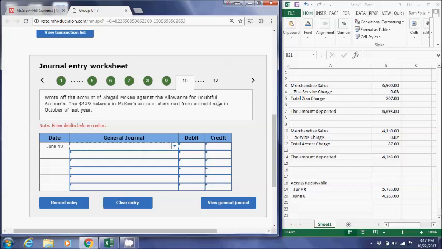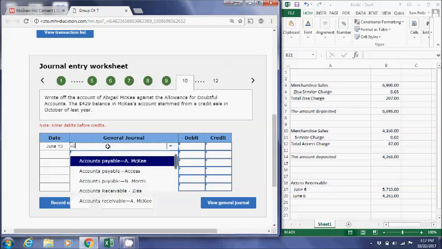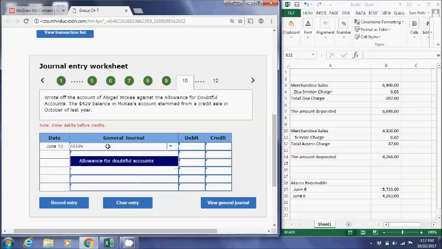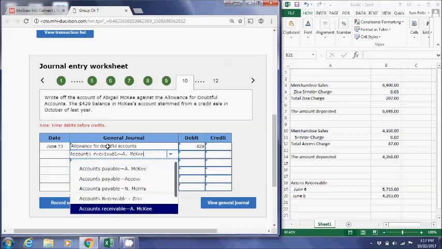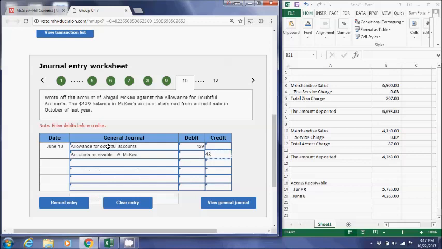And then when we actually write off a customer's account, we simply take it out of the allowance for doubtful accounts. So here on June 13th, I'm going to debit the allowance account. When we create the account, we credit it. So now when we actually write it off, we're going to debit the account for Ms. McKee's $429. And then we have to take her receivable off the books. There's the accounts receivable for Abigail McKee, and we're going to say that she no longer owes us that $429.